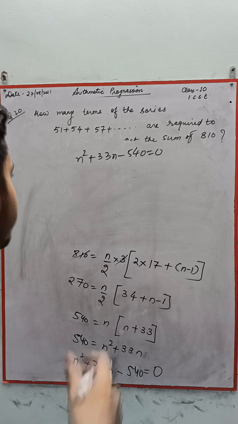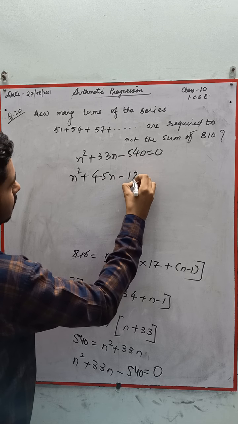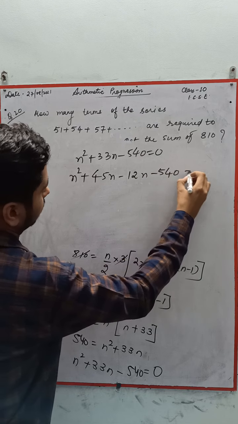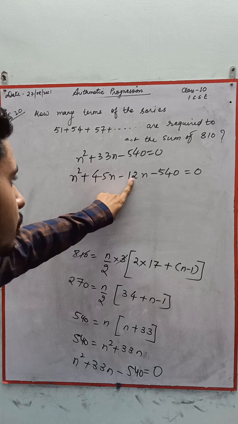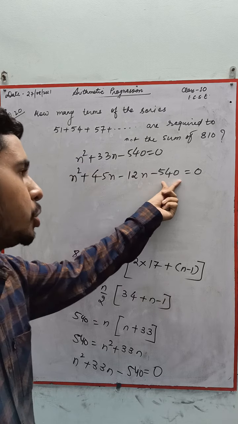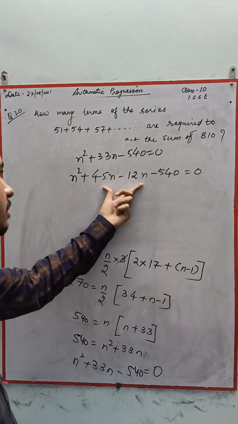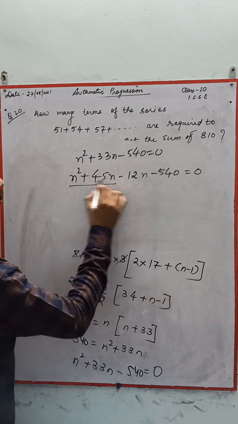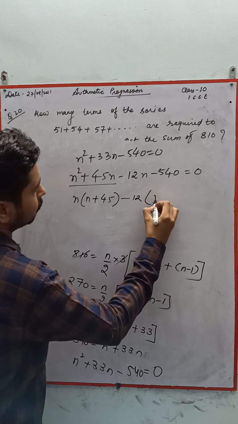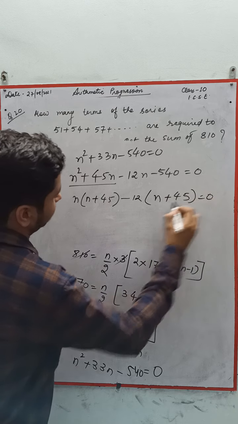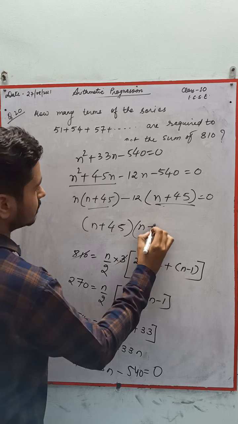Okay, so directly I am writing this 33n can be bifurcated as 45n minus 12n, because 45 into 12 you will definitely get 540. So we are taking these two terms, 45 and 12. From this we can take n plus 45 common, and from this we can take 12 common, so it will definitely be n plus 45. So n plus 45, n plus 45 again, and n minus 12.